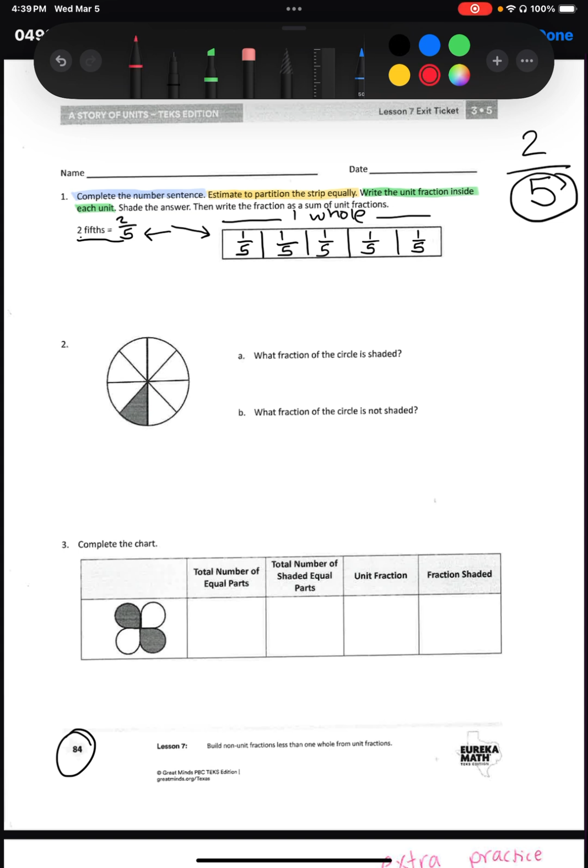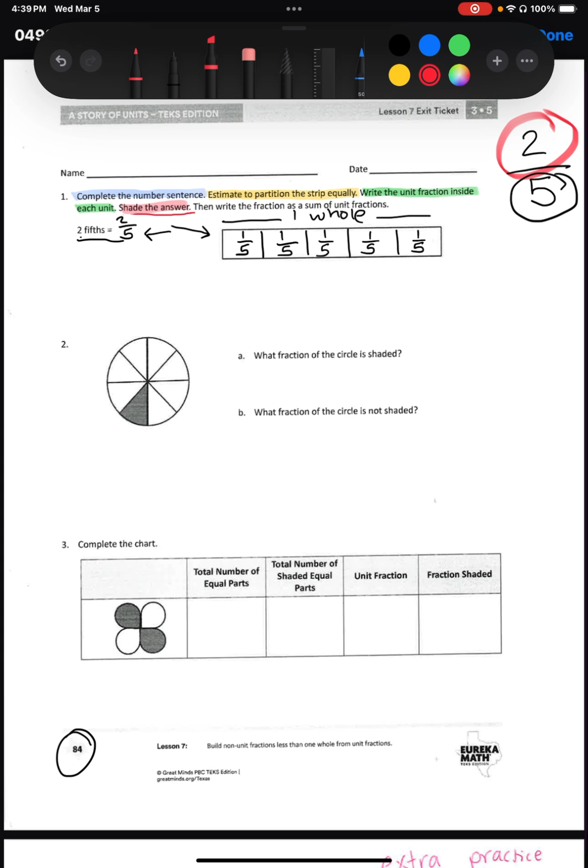After that, it says shade the answer. I meant to use a highlighter there. Let's pretend I used a highlighter. Shade the answer. And I'm going to shade it with my highlighter. So what we want to shade is 2/5.